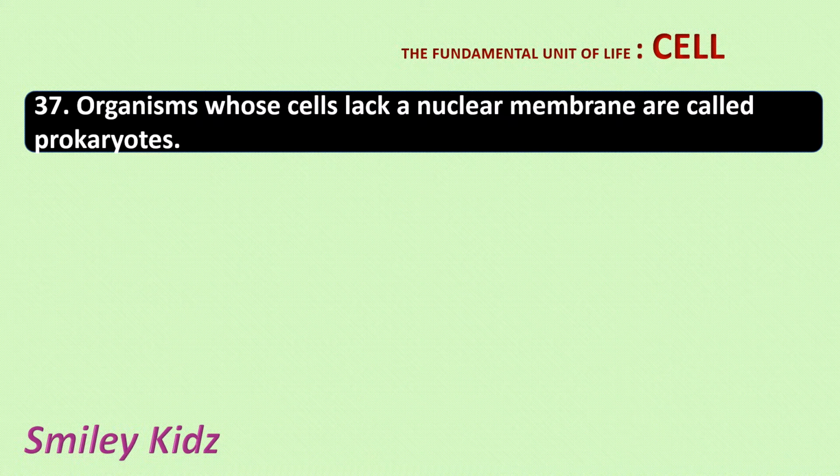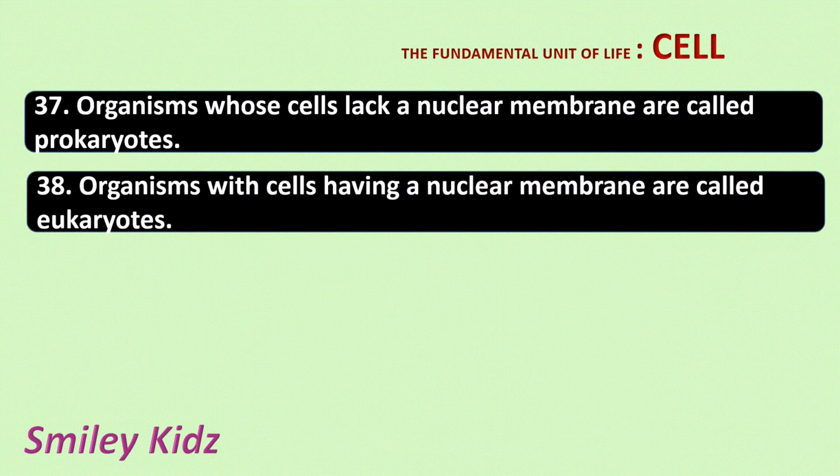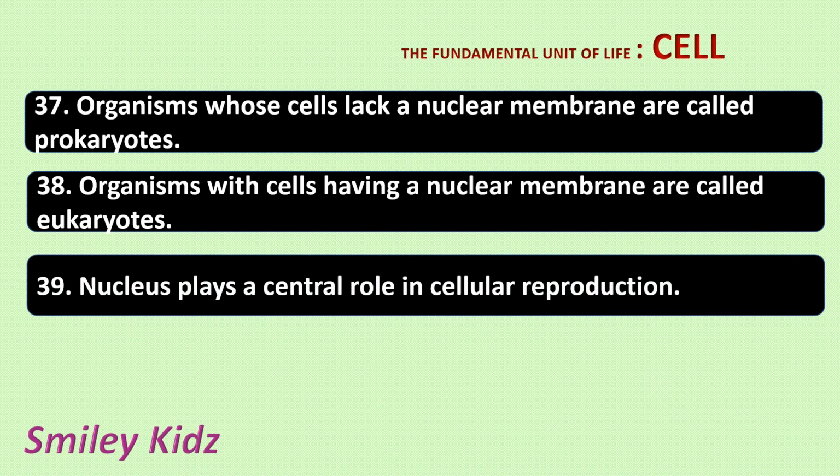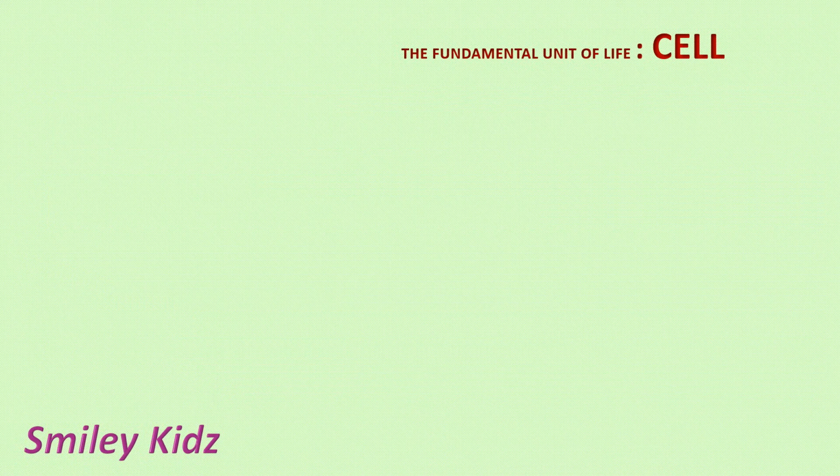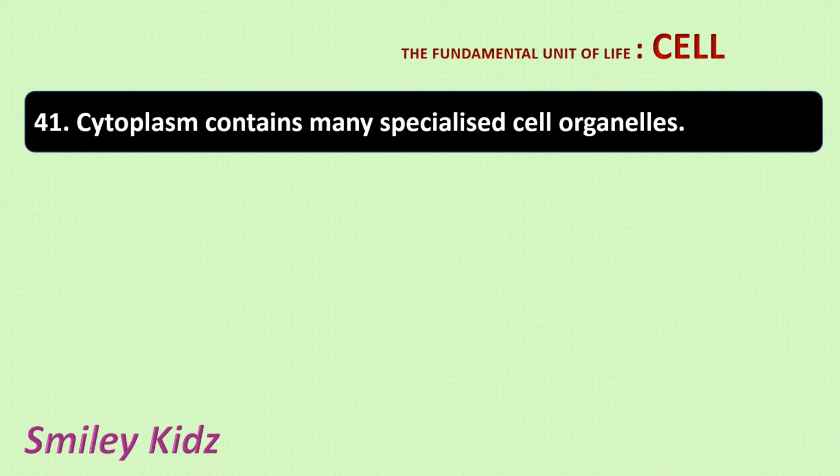Organisms whose cells lack a nuclear membrane are called prokaryotes. And organisms with cells having a nuclear membrane are called eukaryotes. Nucleus plays a central role in cellular reproduction. The cytoplasm is the fluid content inside the plasma membrane. Cytoplasm contains many specialized cell organelles.